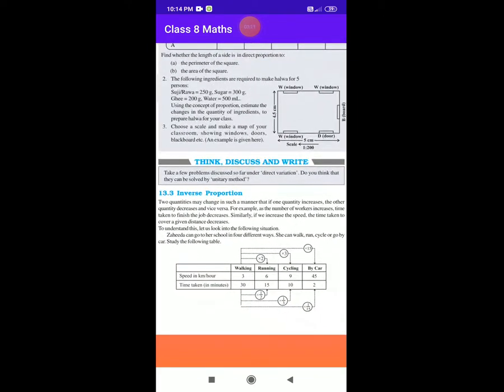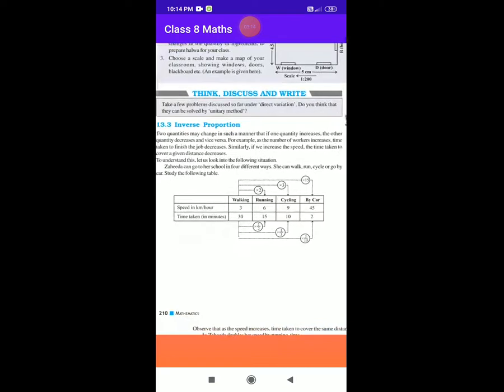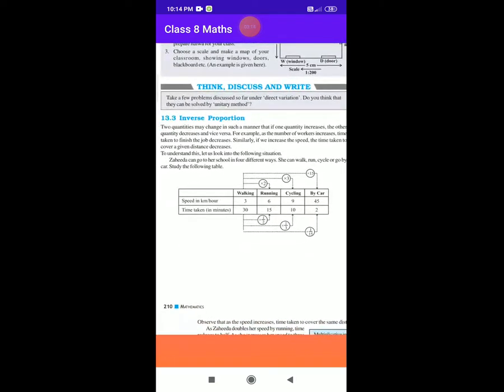Now we are going to discuss inverse proportion. Two quantities may change in such a manner that if one quantity increases, the other quantity decreases, and vice versa. For example, as the number of workers increases, the time taken to finish the job decreases.